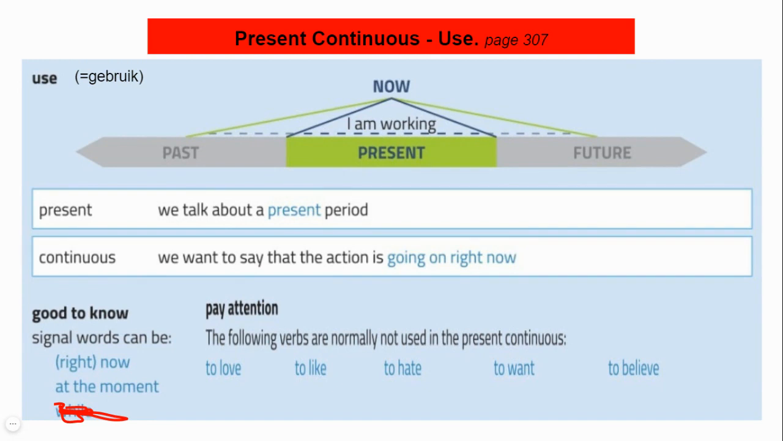Je kan ze goed gebruiken en ze komen goed van pas. Pay attention. Probeer onderstaande informatie in je achterhoofd mee te nemen. In het 3e jaar krijgen jullie hier meer uitleg over. The following verbs are normally not used in the present continuous. To love, to like, to hate, to want, to believe. Dus als je deze werkwoorden ziet staan in een zin, moet er een belletje gaan rinkelen. Niet in het present continuous vorm zetten.